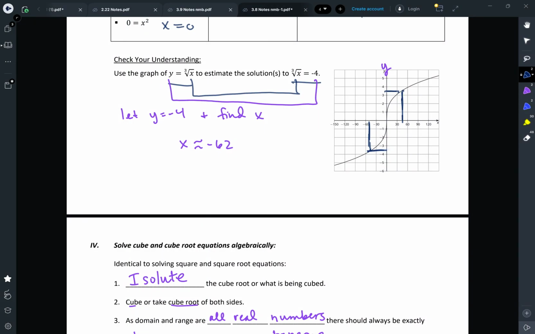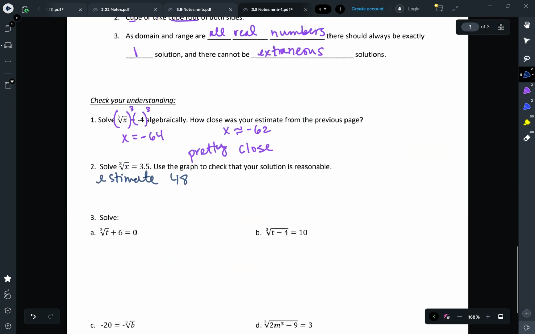So it looks like a little bit less than halfway. Halfway would be 45, so maybe I need it to be even smaller. Maybe like 43. And again, this is just an estimate. We're not expecting perfection. Okay, now I want to go ahead and solve it.